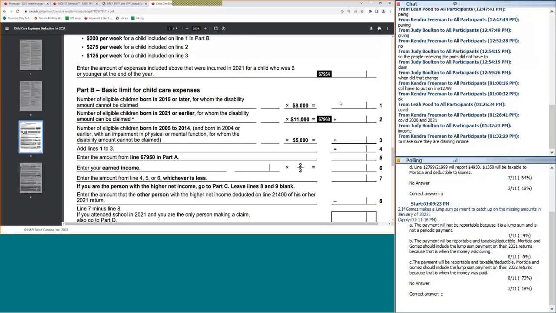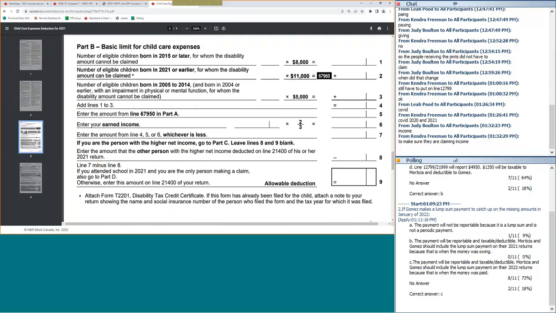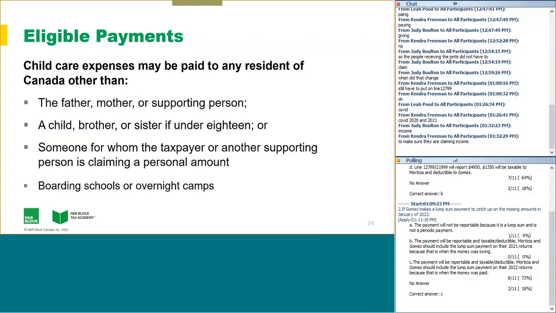So you're going to add those together and you're going to see which number is smaller, the amount you actually paid or the limit. And then the third one is earned income. We've talked about earned income. You have to include your earned income here and you get 2/3 of it. The maximum you can claim is 2/3 of your earned income as a deduction. So you're going to get all three numbers, pick the smallest one, and that will be your allowable deduction. Okay, we'll come back and talk about the rest of it, Part C and Part D next. I want to talk a bit more about the payments though.